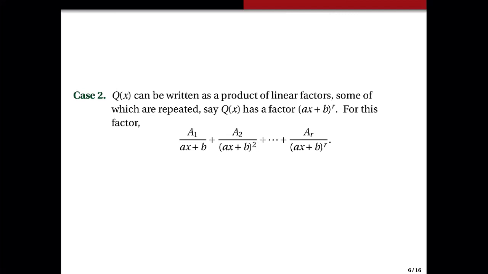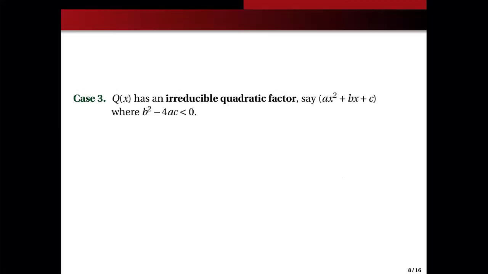Let's go to case 3. Suppose your denominator has an irreducible quadratic factor. For example, you have ax squared plus bx plus c, where b squared minus 4ac is not equal to 0. Actually, is less than 0 in this case.